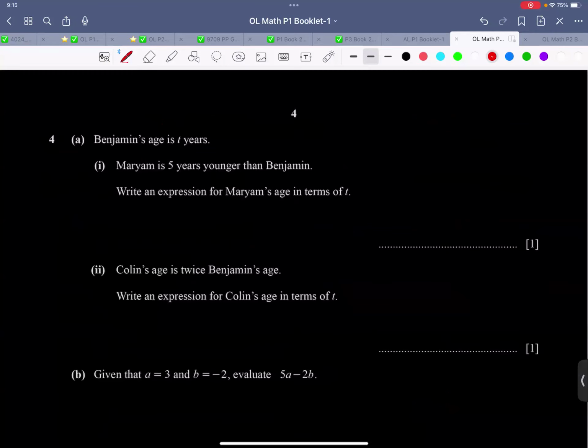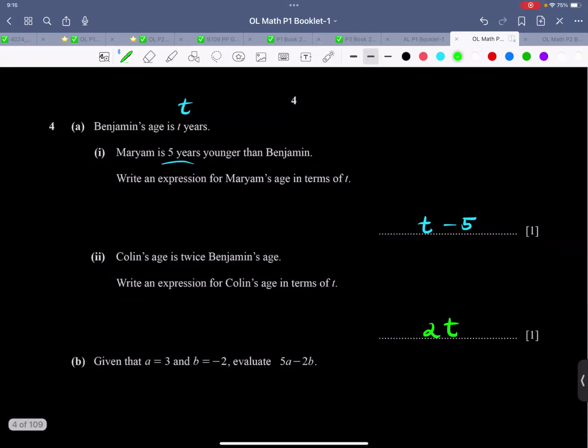Question number 4. Now it says Benjamin's age is T years. So this is T. Mariam is 5 years younger than Benjamin. Write an expression for Mariam's age in terms of T. Very simple. This is T minus 5. The next person, Colin's age is twice Benjamin's age. Write an expression for Colin's age. So that should be 2 times T. I think this is too simple.